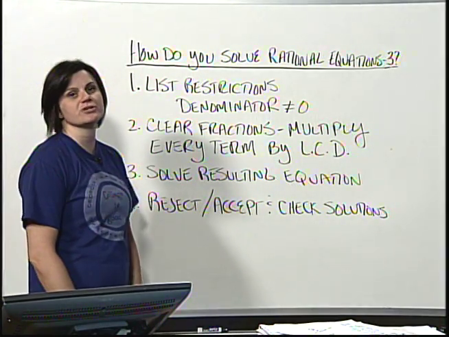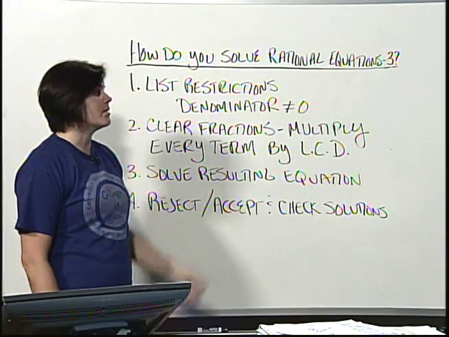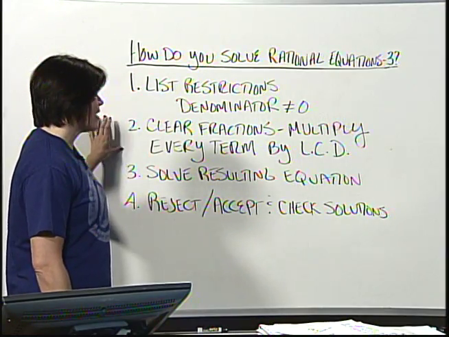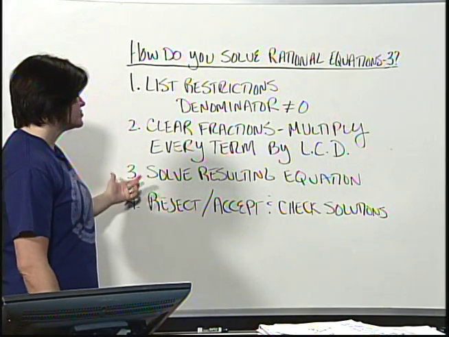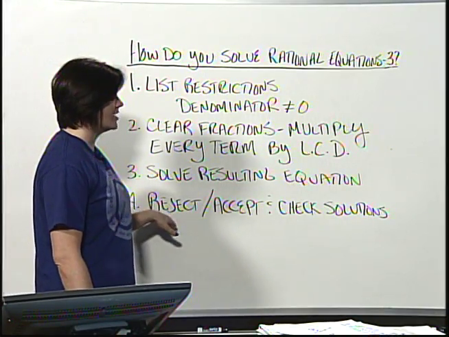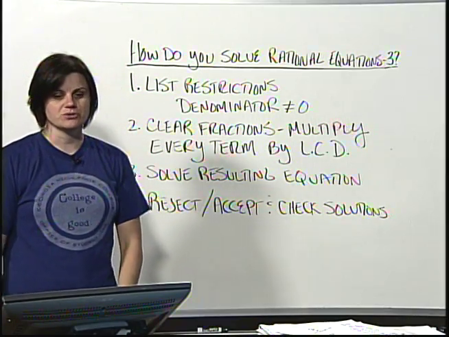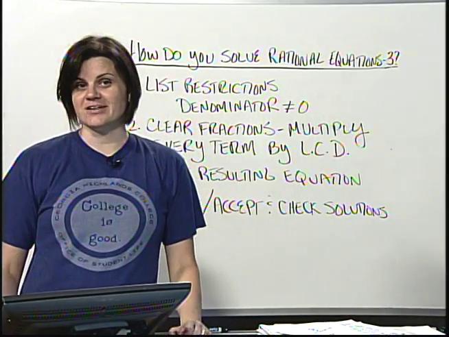We'll list our restrictions where the denominator cannot be equal to 0. We'll clear fractions by multiplying every term by the LCD. We'll solve the resulting equation and reject or check and accept the solutions. Let's take a look at our example.